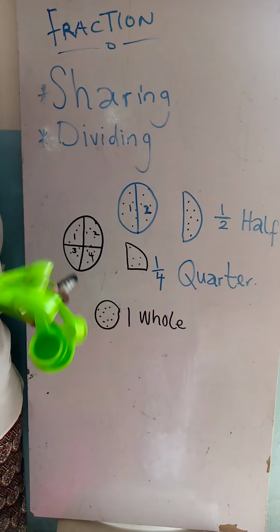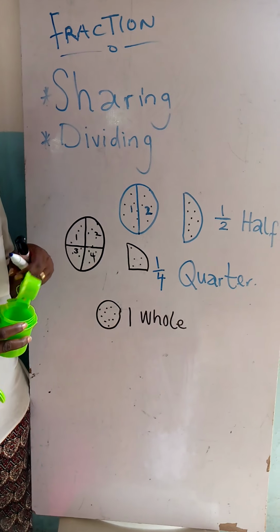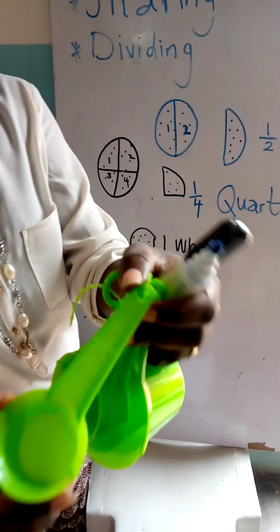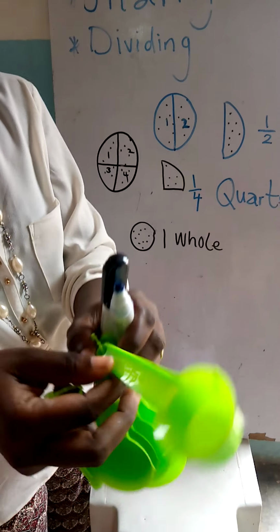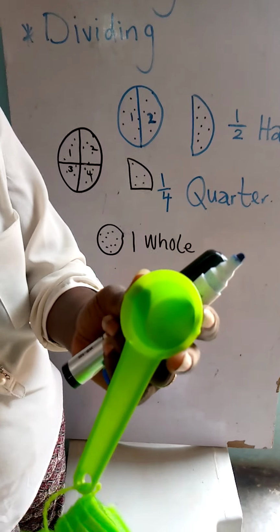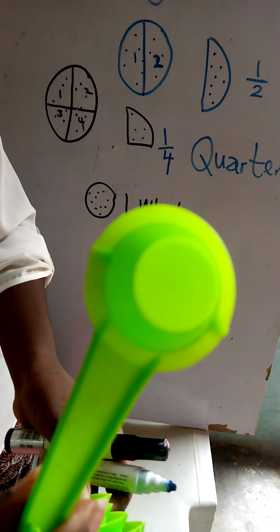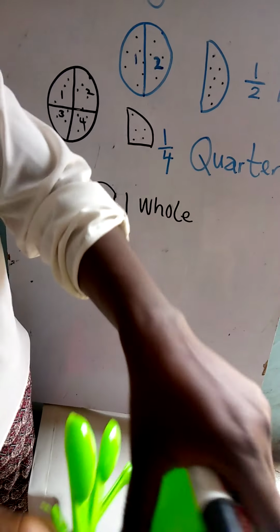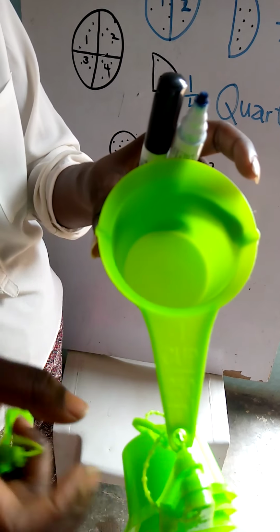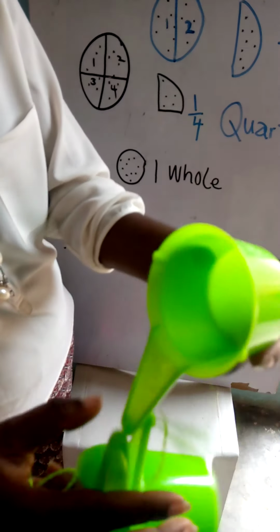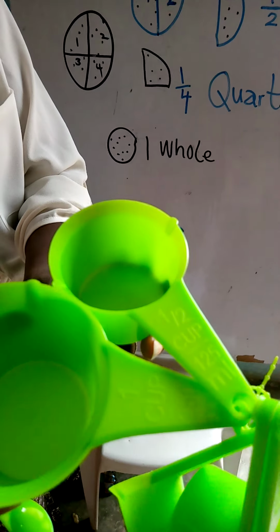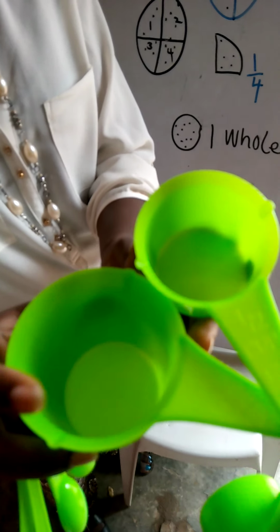Remember when we talked about capacity, when we did measurements? Now, look at this very well. Look at this cup. Can you see the number written there? 1 over 8. That means if you measure this 8 times, it's going to fill this cup. That's what it means. Can you see 1 cup? This is 1 cup, and this one is half, 1 over 2. That means this has been divided into 2, it will give you 1 whole.